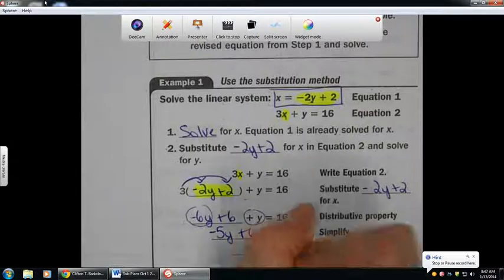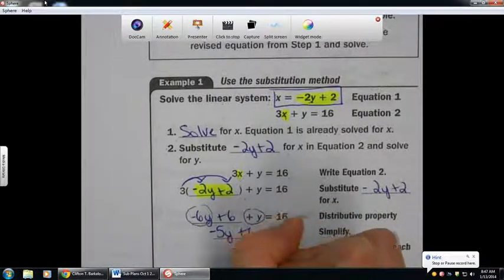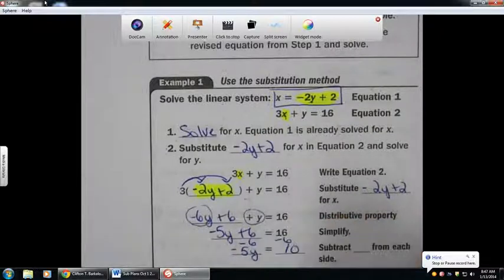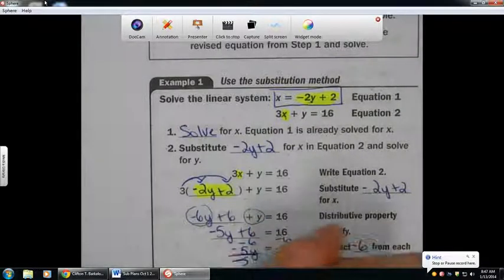Okay. Subtract 6 from both sides. And we have negative 5y equals 10. We are going to divide each side by negative 5. And we have y equals negative 2.